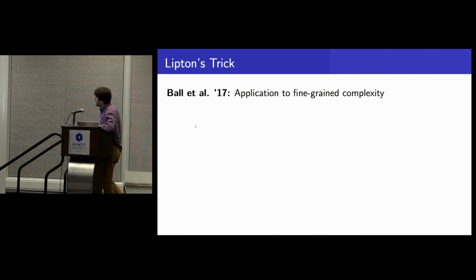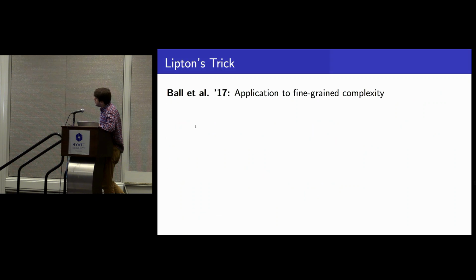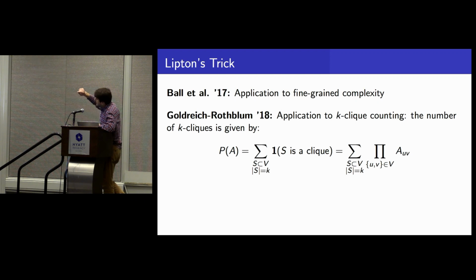But, yeah. So this trick was used in classical complexity to prove that sharp P is hard on average, and only recently it was applied to fine-grained complexity. And so last year, Goldreich and Rothblum gave an application of this trick to k-clique counting. So they noted that the number of k-cliques in a graph with adjacency matrix A is given by the following low-degree polynomial. It's just the sum over subsets of the vertices of size k with the indicator that that subset is a clique. And this indicator is just the product of all of the edges between the vertices in this subset.